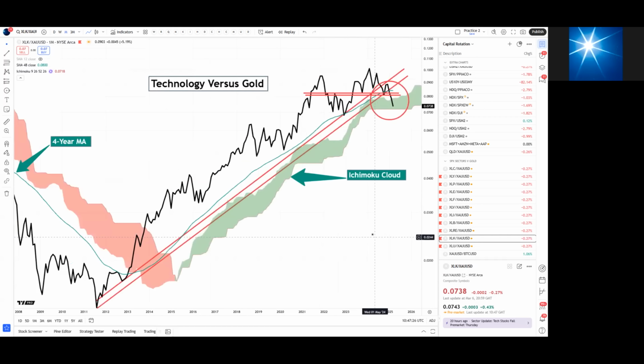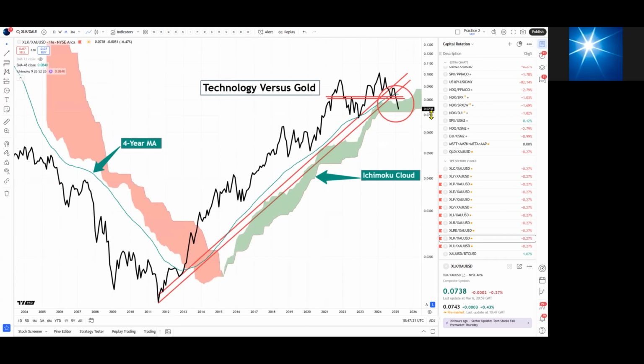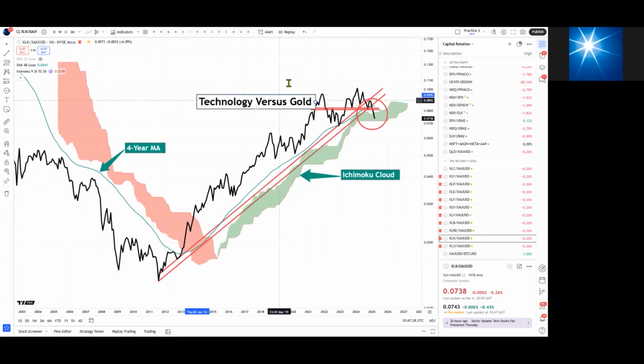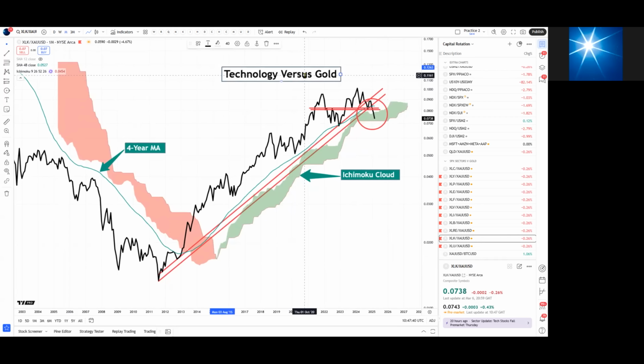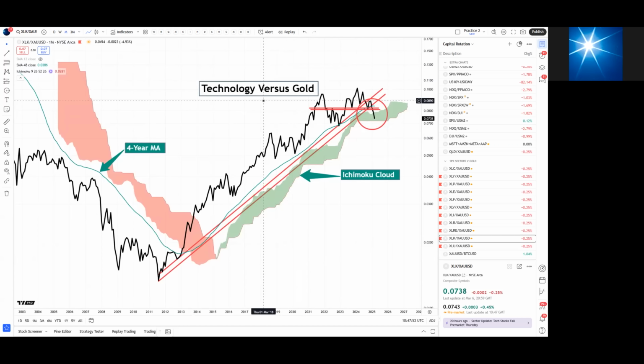XLK is technology, and this is the big one, because if technology breaks down versus gold, then Nasdaq will break down versus gold, and it's a done deal. And that's where the capital rotation event confirmation comes. Really, this is the important one, because of the huge sums of money involved. I mean, just Nvidia and Microsoft alone at one stage were accounting for about 7 trillion market cap.